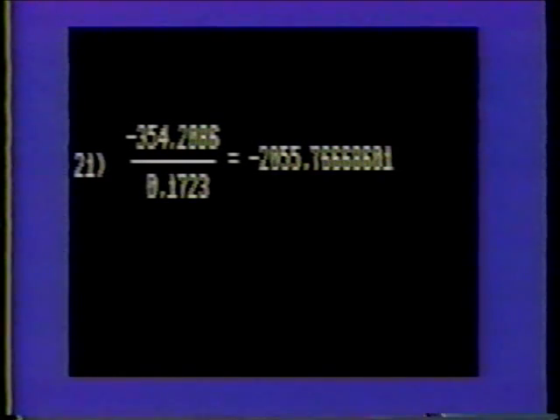Negative 354.2086 divided by 0.1723 is negative 2055.76668601.